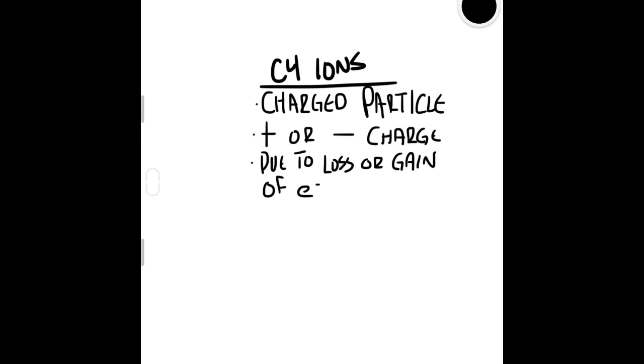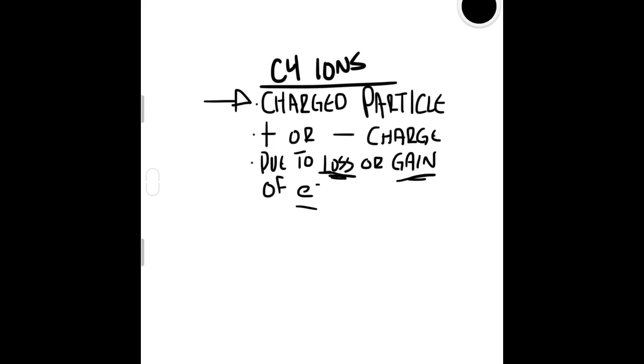So we talked briefly about valence electrons, and now we're going to take a look at what happens when we lose or gain those valence electrons. So what an ion is, it is a charged particle. It can have a positive or a negative charge depending on whether it loses or gains some electrons.